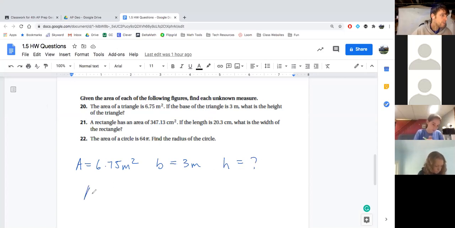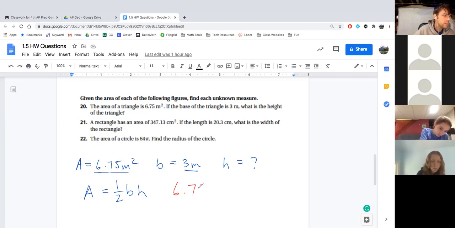And so we know our formula for area is 1/2 base times height. I can plug in all the things that I know. I can plug in my area, I can plug in my base, and the only thing I'll be missing now is my height. So when I do that, I'm just going to use the numbers. I'm not going to include the units this time. 6.75 is equal to 1/2 times 3 times the height. Multiply those together.